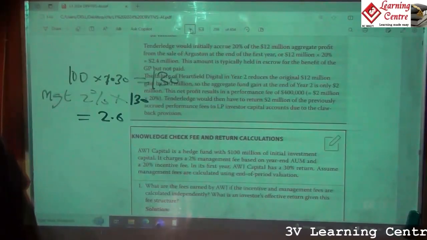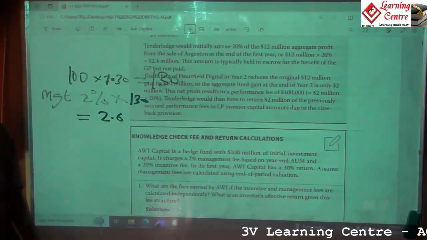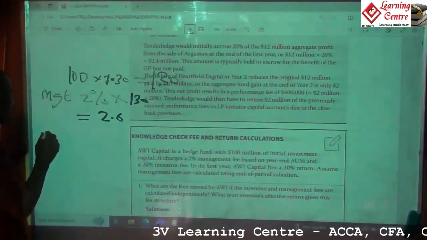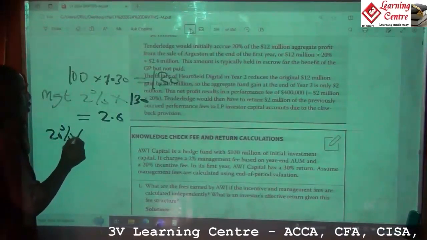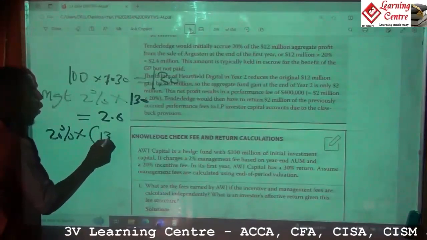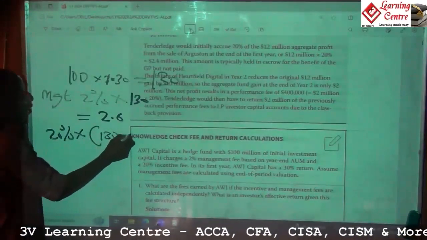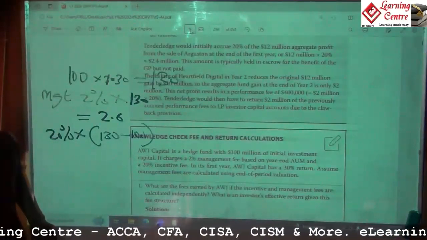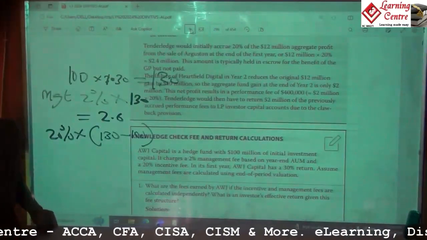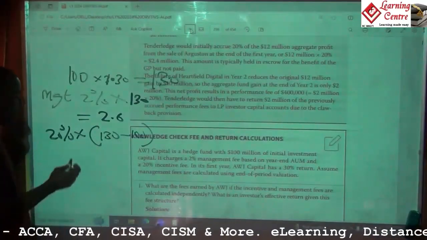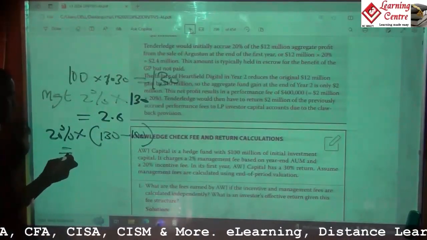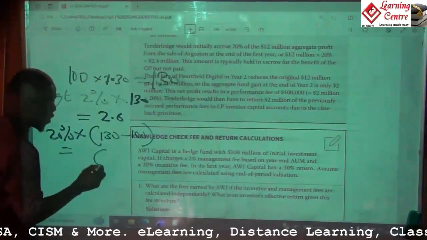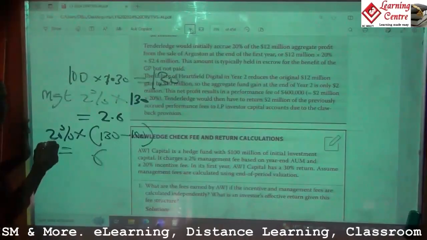Now, incentive fee. How much is our incentive fee, and at what rate? 20%. So you're going to take 20% times 130, which is the closing amount, minus the initial amount of 100. That's 130 minus 100 times 20%, which gives 6 million. So this is our incentive fee.